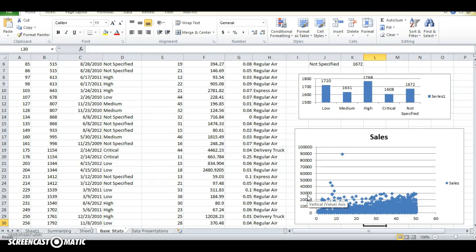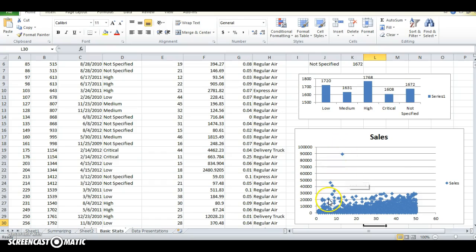So earlier we were talking about outliers. As you can see here, there's one outlier in this data set: for an order quantity of 13, there was 89,000 in sales. So what does that mean? These different presentations really help you pick out outlier issues or unique findings such as this.